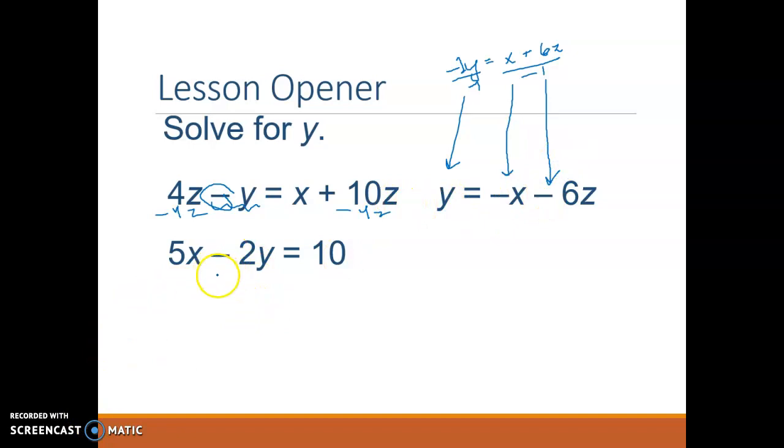We're going to do something very similar here when we're solving for this y because it is a negative 2y. The first thing we need to do is get rid of this 5x. So I'm going to subtract 5x from both sides. And I get negative 2y equals 10 minus 5x. I'll then divide everything by negative 2 so that I get y equals x minus 5.